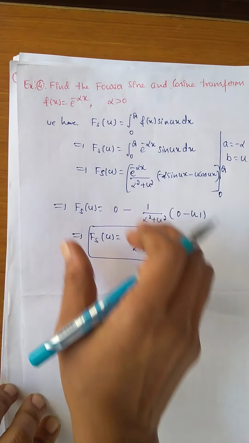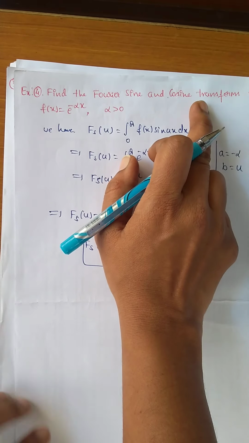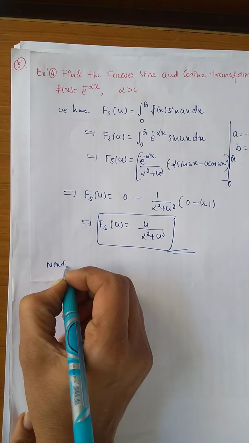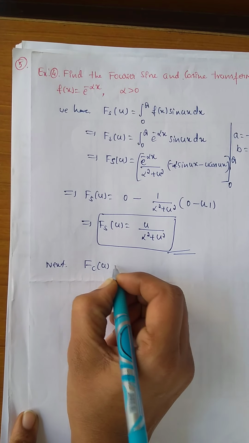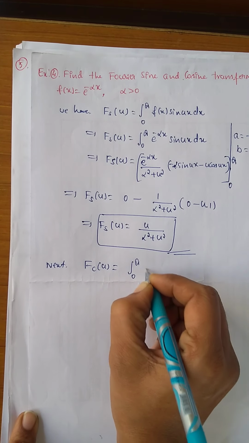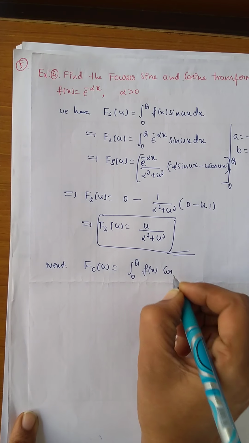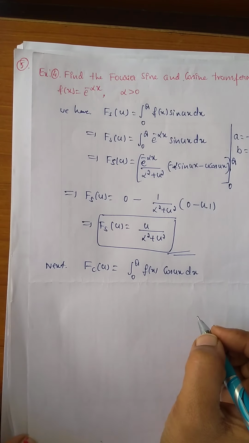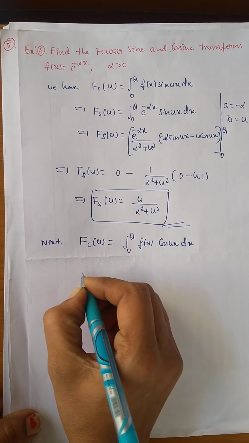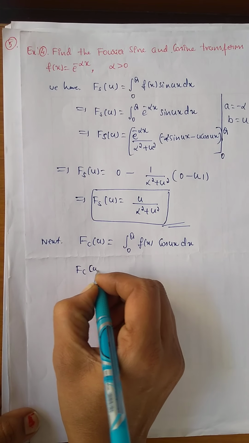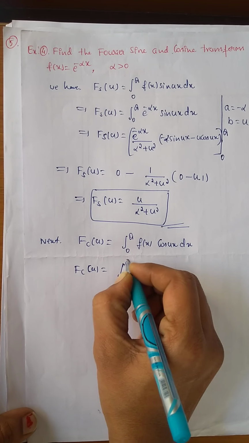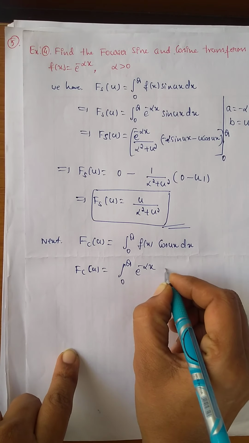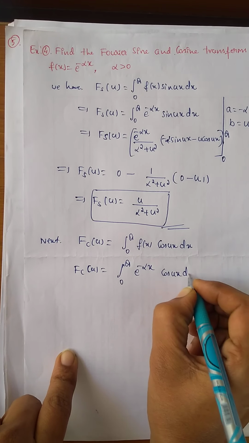Next, the same question, they are asking to find both Fourier sine and Fourier cosine. Next I consider Fourier cosine. So we know that the Fourier cosine transform, FC of u, the formula is integral from 0 to infinity of f of x. Fourier cosine means the function along with the cosine term, cos ux dx. Next substitute the given function f of x, then integrate. So FC of u is equal to the integral from 0 to infinity of f of x, where f of x is e to the power of minus alpha x, the given function, times cos ux dx.